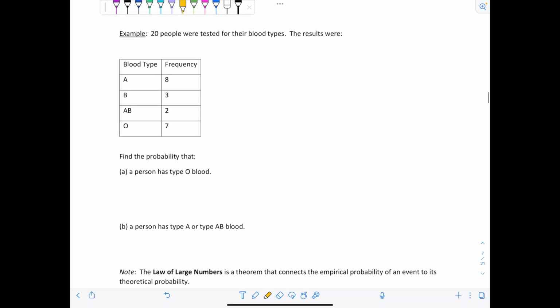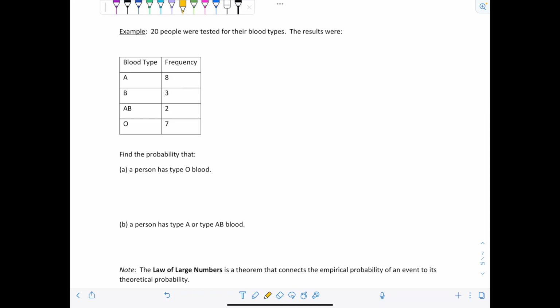So first example, 20 people were tested for their blood types. The results were as follows. So see, we have some sort of data that's being given to us when we're doing empirical probability to help us compute these probabilities. So here's the blood type A, B or O, and the following frequencies. Find the probability that a person has type O blood. Okay, so type O, in this sample of 20 people, there were 7 people who had type O. So the probability would be just 7 out of 20.